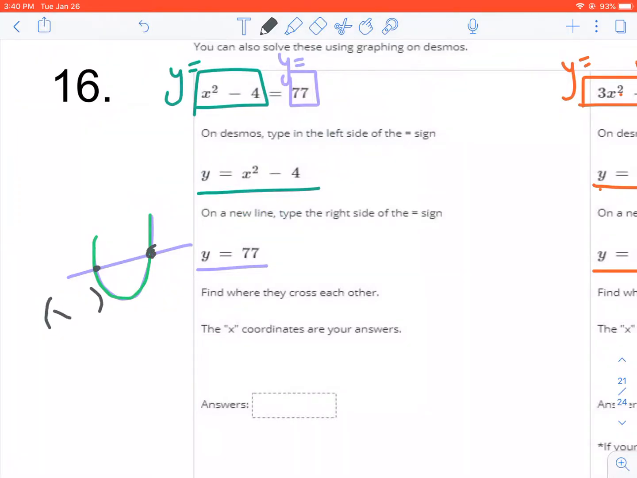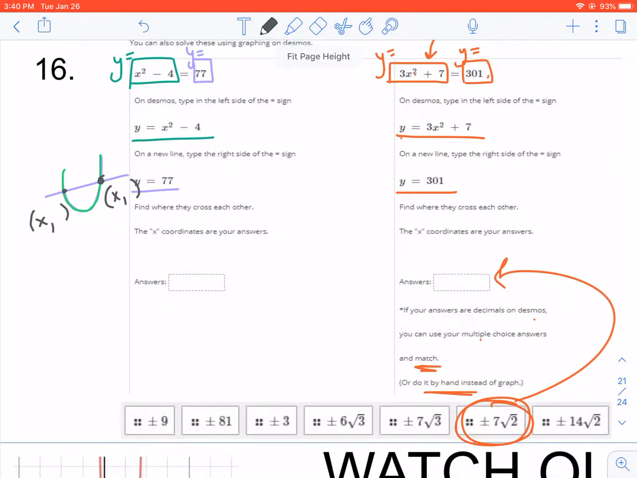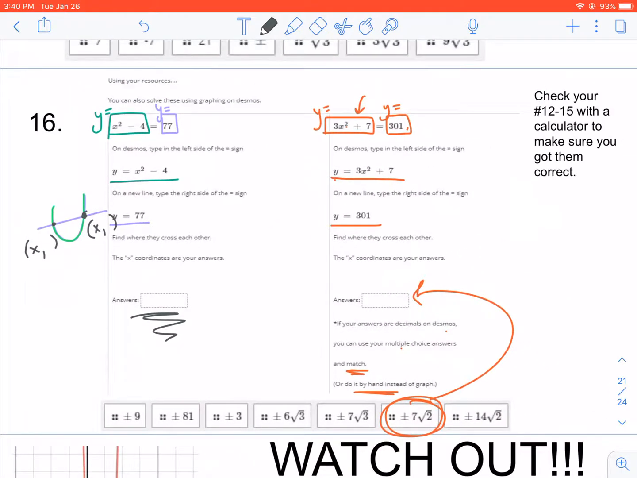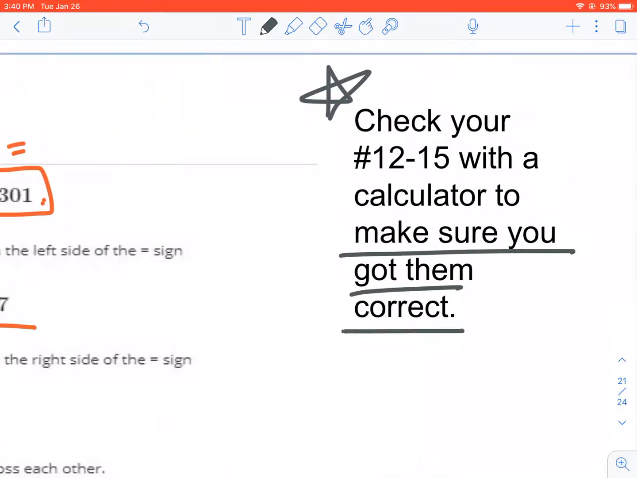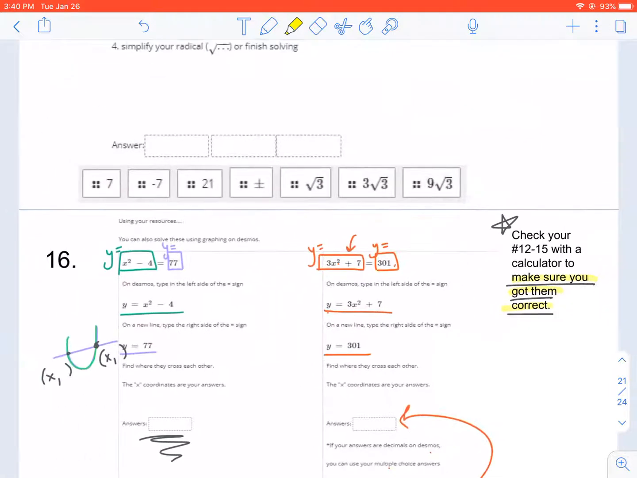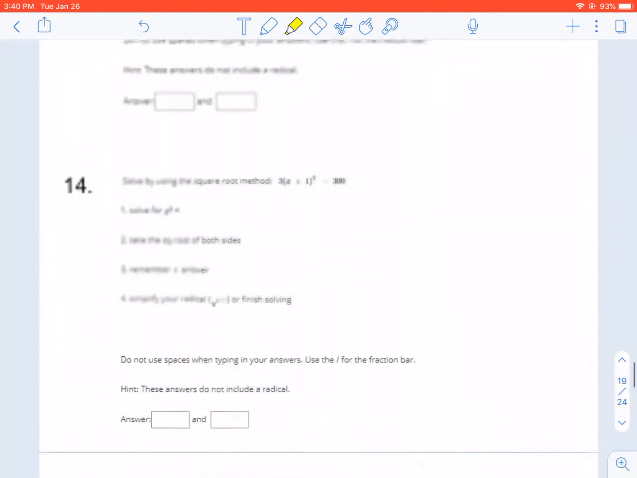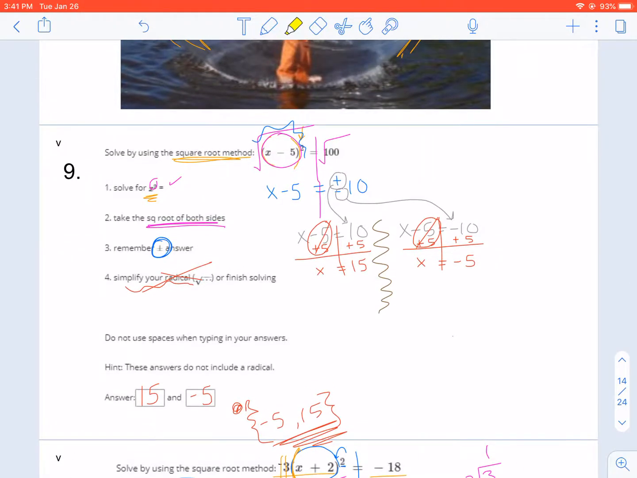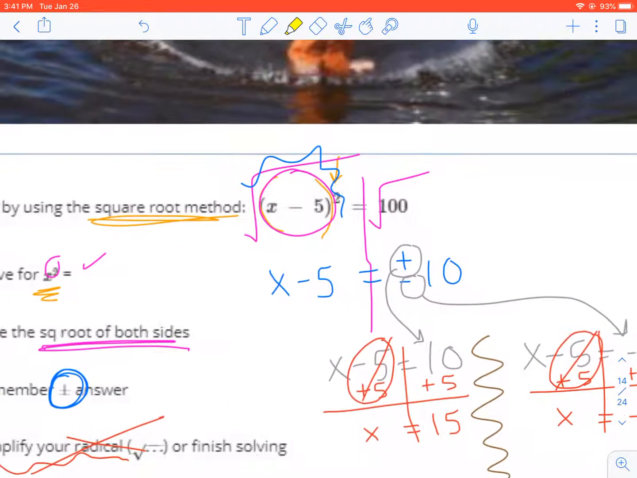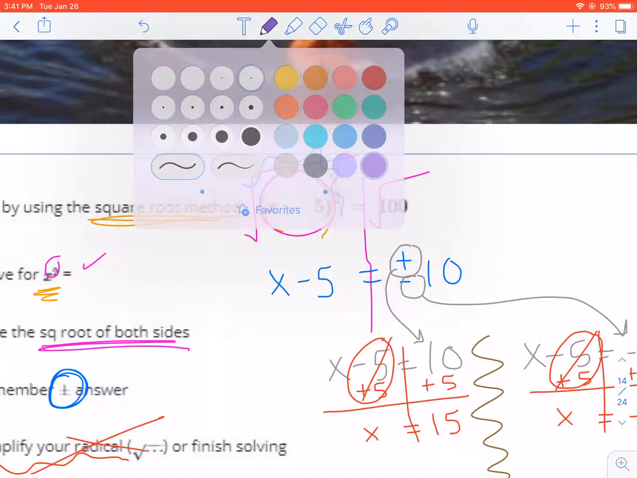You're going to use the x values from both of those points to find your answer and put it in there. You can use this method to go back and check your work to make sure that you get all of them correct. So you can check to make sure that everything you did was correct. I'm going to do example number 9 with you to show you what I mean. We did this one all by hand, and now I'm going to show you how you do it with the boxes and typing things in.